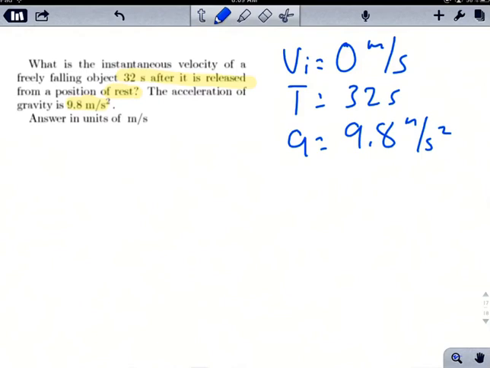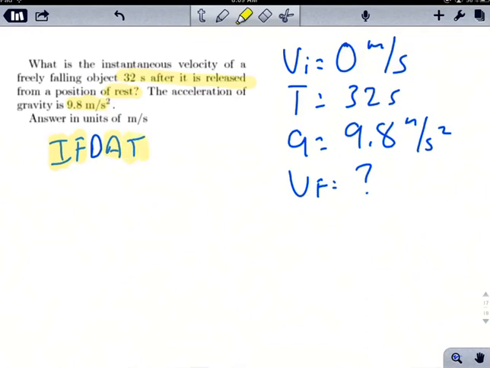And it wants to know what's our instantaneous velocity of a free-falling object. So it's the velocity after it's released. So that is going to be our final velocity is what we're going to search for. Okay, we have our initial velocity. We're searching for our final velocity. We have acceleration. We have time.